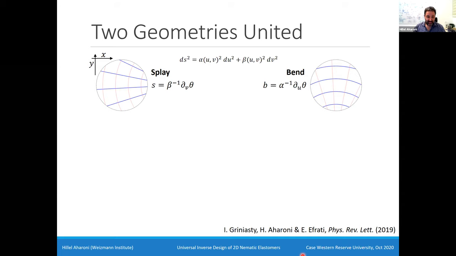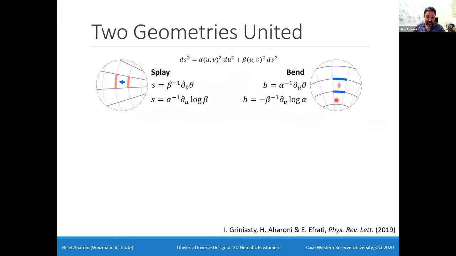Now, the same splay and bend also give us a measure of how the scale factors, alpha and beta, change. Again, you can look at the drawing, it will make it clear. The bend of the director field tells us by how much the alpha scale factor changes as we move perpendicular to the director field, and the splay tells us by how much beta changes as we move parallel to the director. So the bend and splay tell us how the director changes, but they also tell us how alpha and beta change in certain directions.